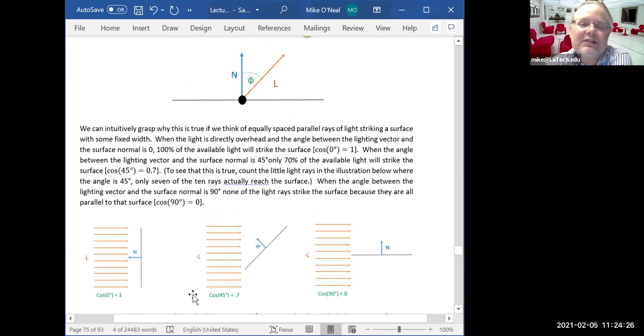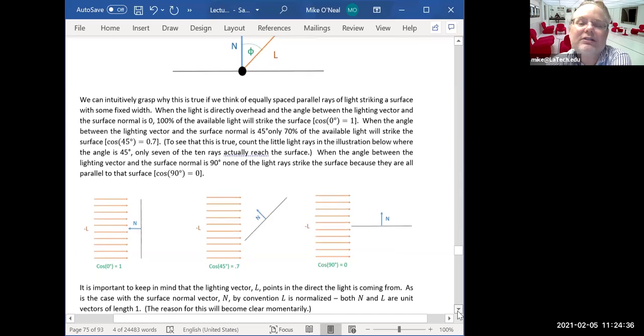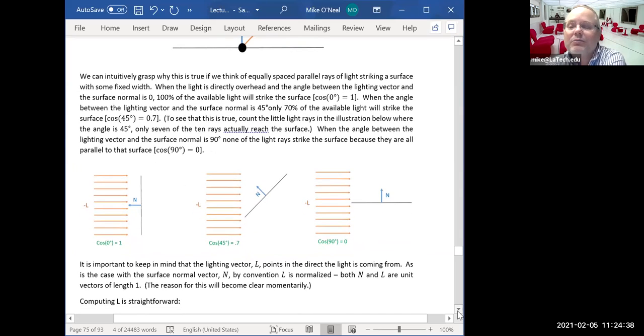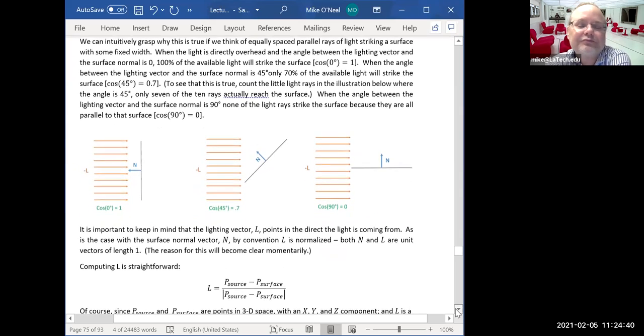So that's why I'm drawing the light rays hitting the surface and calling it minus L. And you can see, we talked about this last time, as the angle increases, the percentage of the light rays that hit a surface, and these surfaces are all exactly the same length, the way I've drawn them, you can see it drops from 100% to 70% to 0.